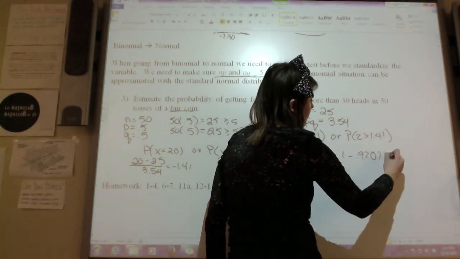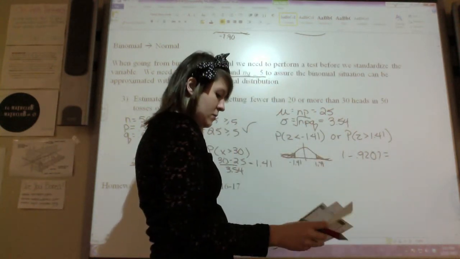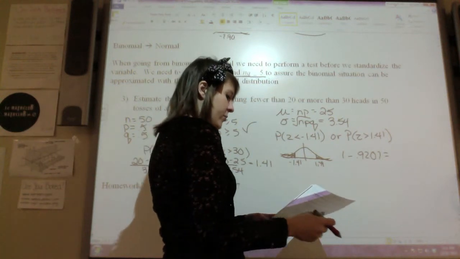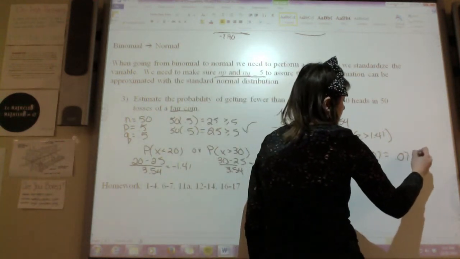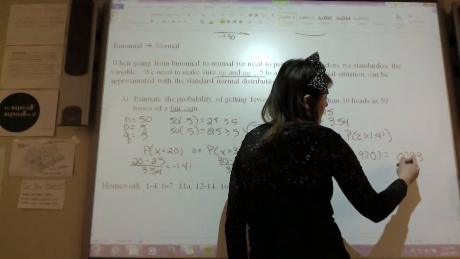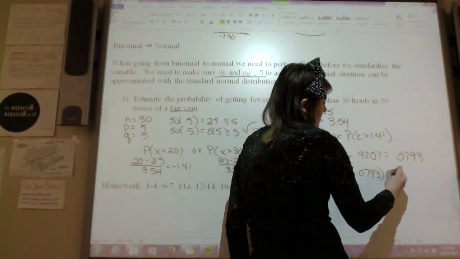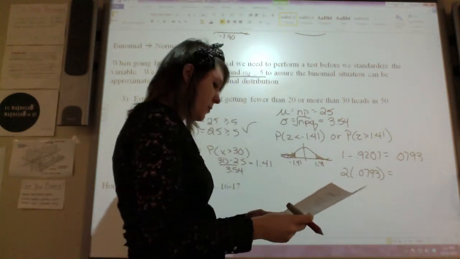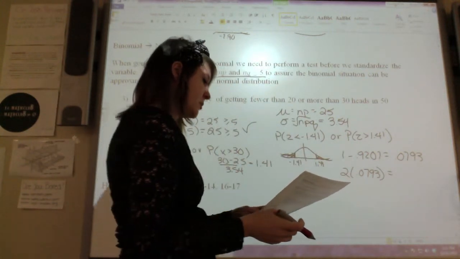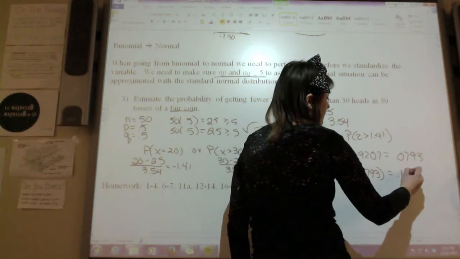And I'm going to take the complement of that, which gives me 0.0793. And then I'm going to double that, which will give me that overall area, which is 0.1586.